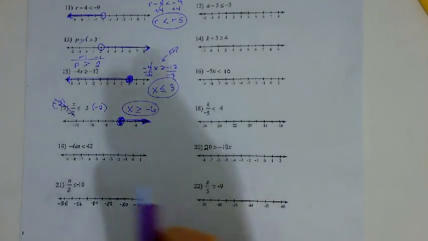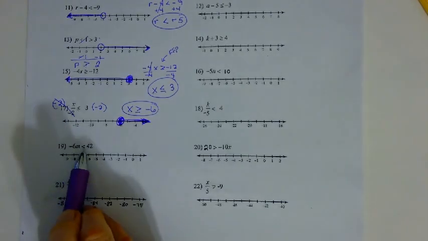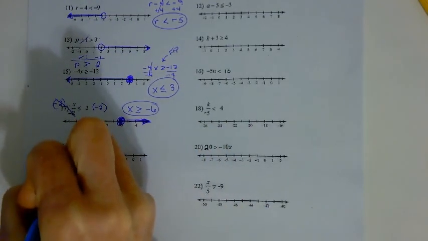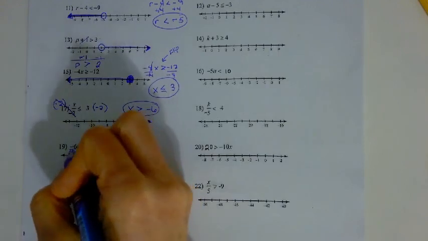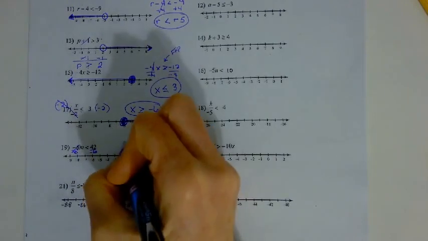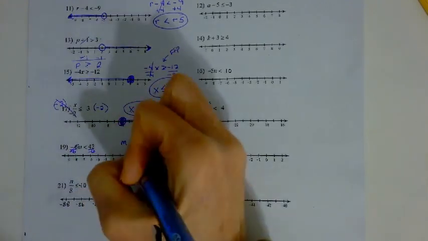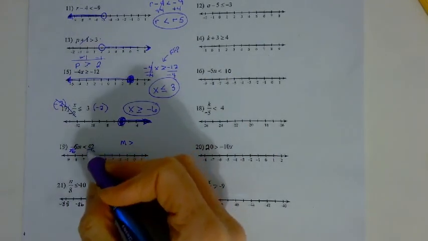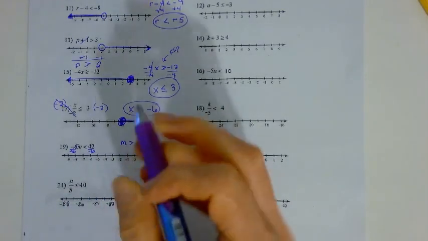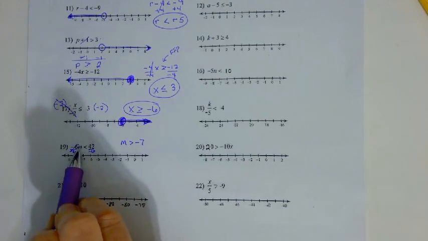Okay, number 19 and 20. 19, we have negative 6 times m is less than 42, so in order to solve this, we need to divide by negative 6. Negative 6 divided by negative 6, that's going to cancel that. Divide this side by negative 6. So we get m, but we divided by a negative number, so we have to flip that. And then 42 divided by 6 is 7, and a positive divided by a negative is a negative. So because we divided by a negative 6 to get m by itself, we had to flip the sign.